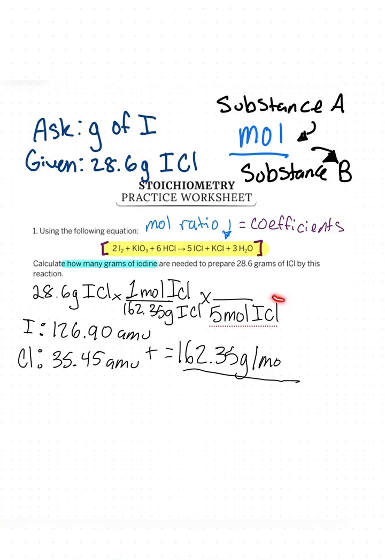Notice how I wrote it in the denominator. Why did I write it in the denominator? Because I want to cancel out my moles of ICl. I don't need moles of ICl, I need grams of iodine. So what do I want in my numerator? What matches 5 moles of ICl?